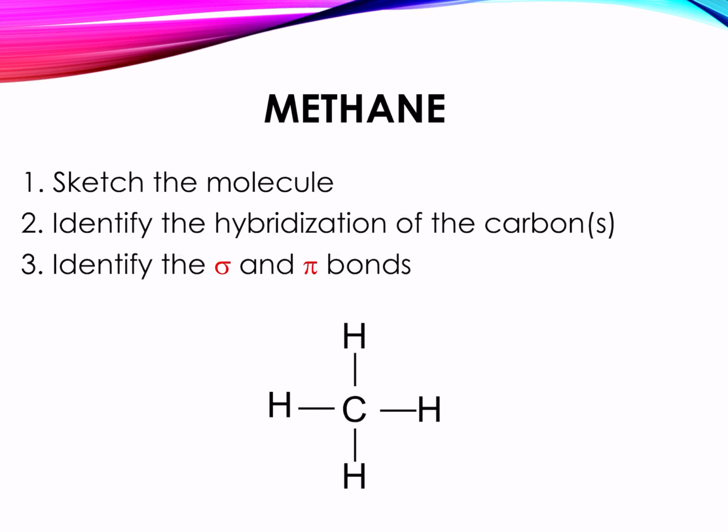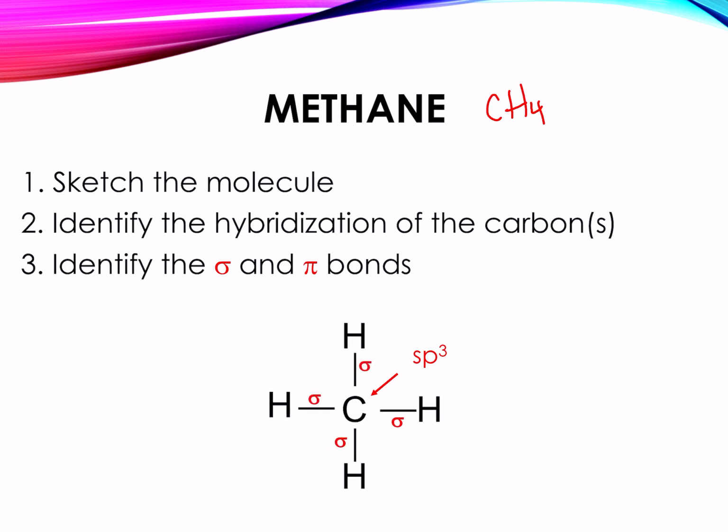All right, let's do some examples. So methane, this is methane, CH4. The way it would show up would be, okay, sketch the molecule. So I've drawn it below. The next part is to identify the hybridization of the carbons. So right now you should say, okay, there are 4 areas of electron density around the carbon. That means that this is sp3 hybridized. Our next step is to identify the sigma and pi bonds. So if we're looking at this, these are all single bonds, therefore they are all sigma bonds.